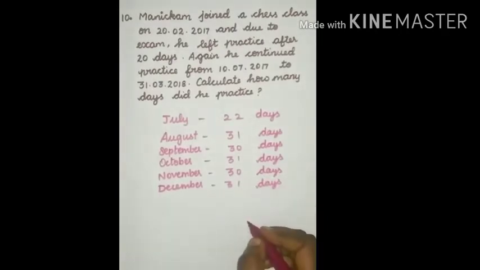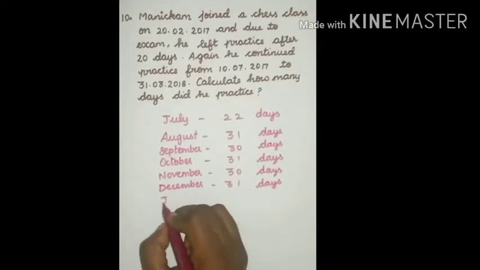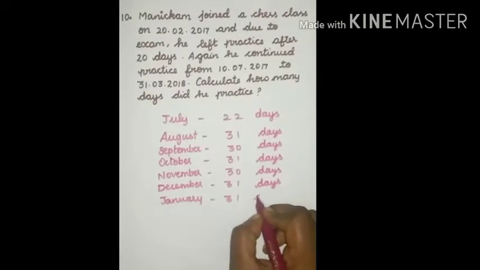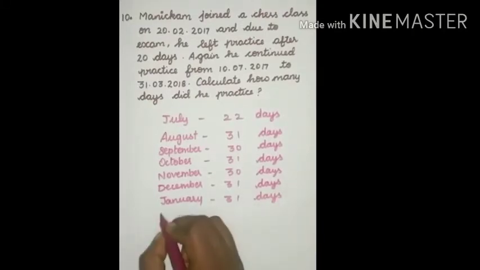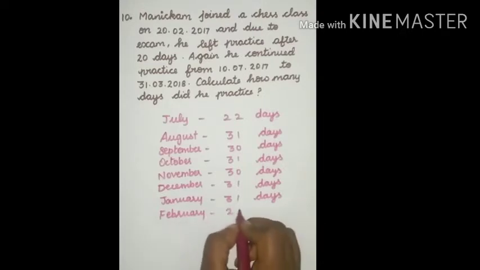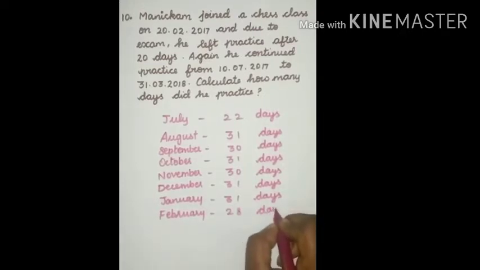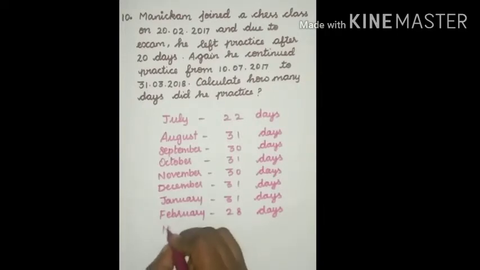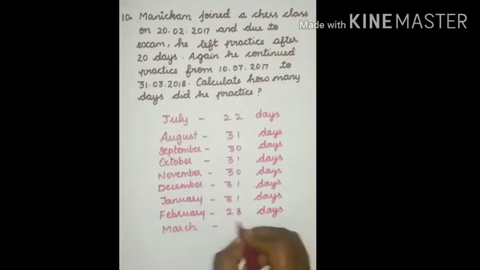We have to find up to March 31. January, 31 days. February, 28 days, because 2018 is not a leap year. So February has 28 days. And then March, 31 days. Students, is it clear now?